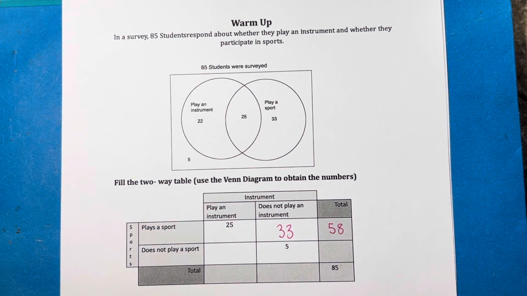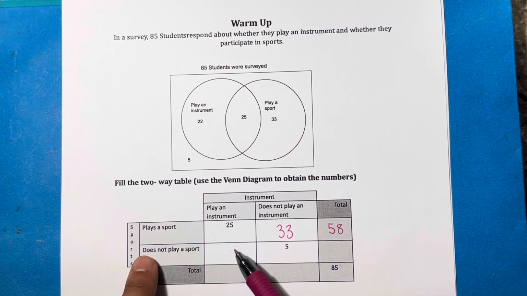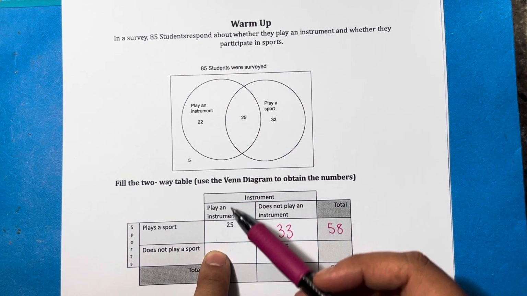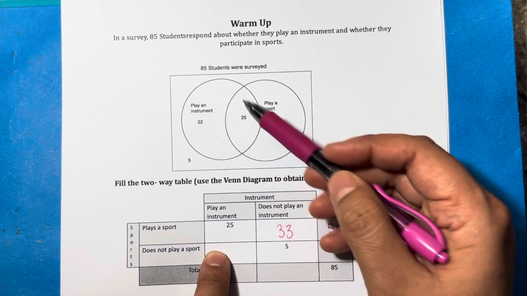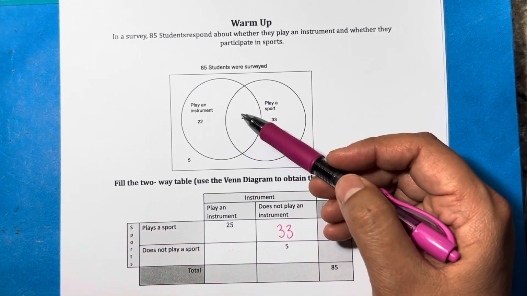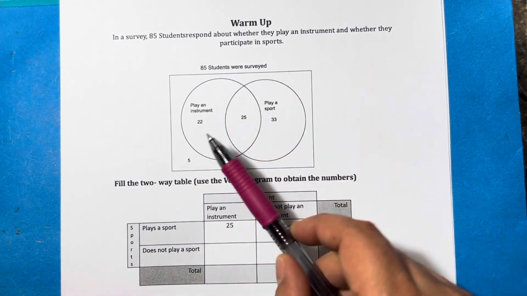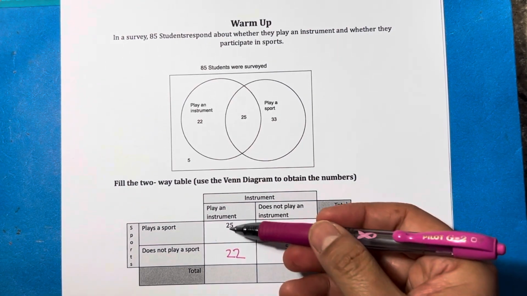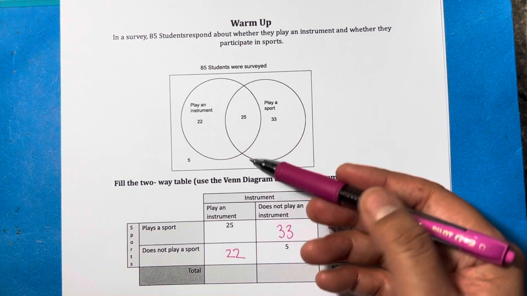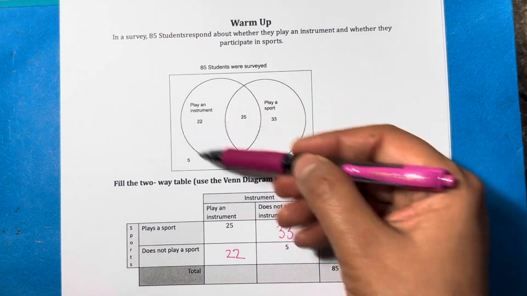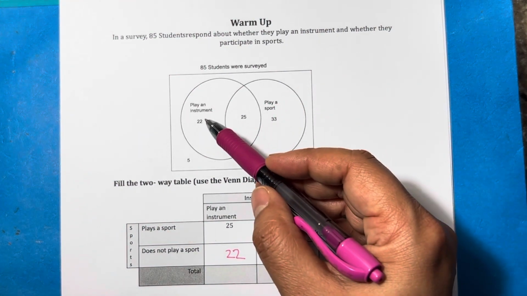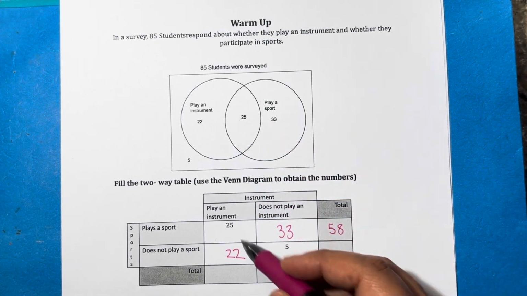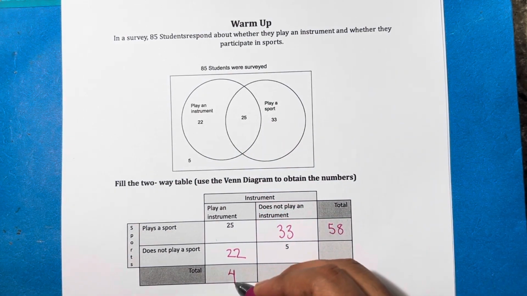a sport. In here it says does not play a sport but play an instrument. So those people from here that play an instrument but do not play a sport, we'll take away those. It's only 22. Together, those students that play an instrument, including the ones that don't play a sport and the ones that do play a sport, it's a total of 47.